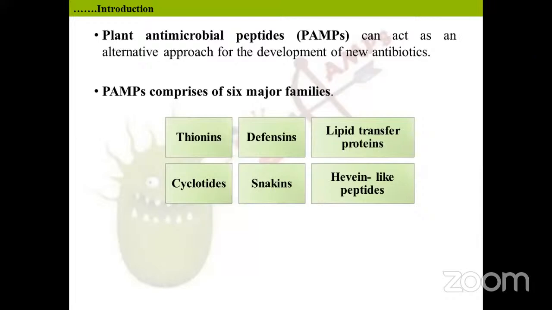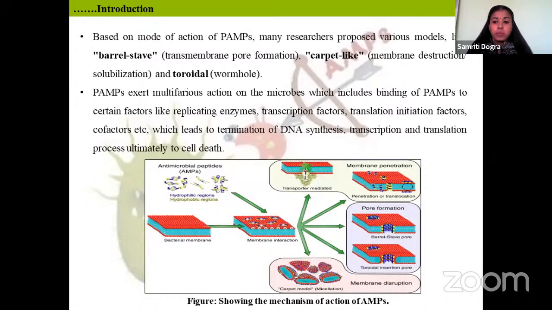Based on the mode of action of PAMPs, many researchers propose various models like barrel-stave, carpet-like, and toroidal. The figure shows the three models, how the peptides bind on the surface and how they interact, how they cause pores, ultimately leading to the death of the microorganism. PAMPs exert multifarious actions on microbes, which include the binding of PAMPs to certain factors like the replicating enzyme, transcription factors, translation factors, and many cofactors, which ultimately leads to termination of DNA synthesis, transcription, and translation, and thereby the death of the microorganism.